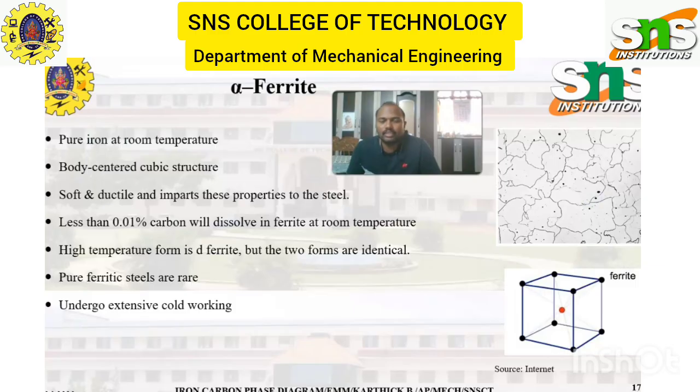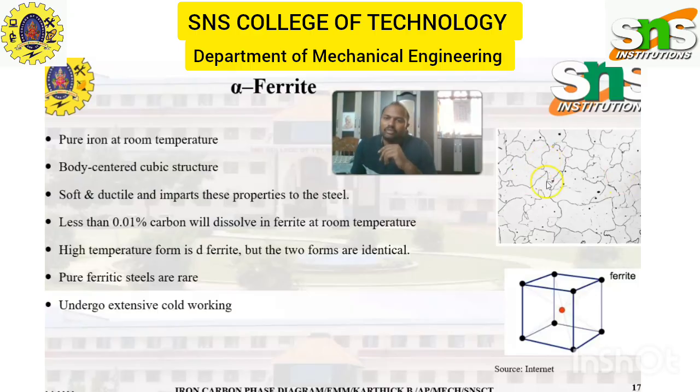Then when we look at the single phases in detail, the first one is ferrite. Ferrite is a pure form of iron at room temperature. This alpha ferrite has a carbon percentage of only up to 0.025, so it is the purest form, and it occurs from room temperature to around 700 degrees Celsius. So alpha ferrite is a pure form of iron.